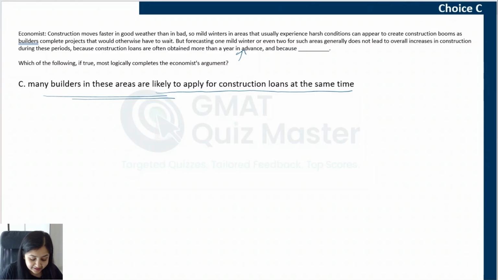This choice just says that many builders in these areas are likely to apply for construction loan at the same time. It does not convey that those loans will not be approved, or there will be an issue because so many builders are applying for it, or there will not be any issue.